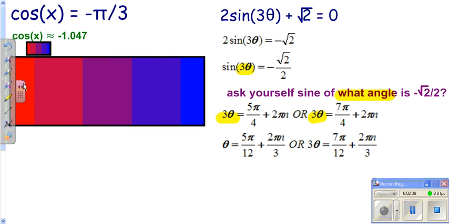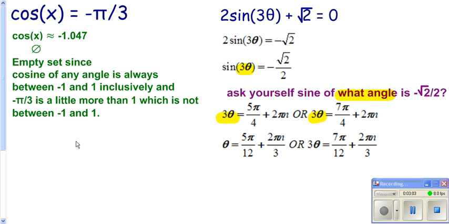Well, if we go ahead and try to solve the blue, it's really the cosine of some angle is negative pi over 3, but negative pi over 3 is approximately this. You should remember that cosine is never going to go beyond 1 and negative 1. It's always in between. Since this is beyond negative 1, then our answer is the empty set. We know it will never happen.